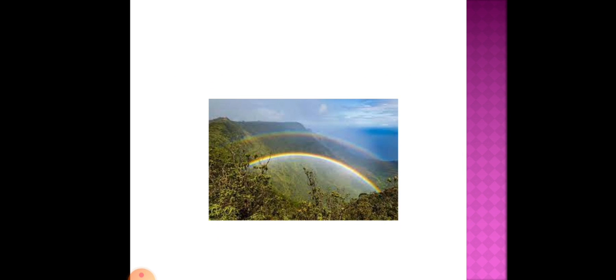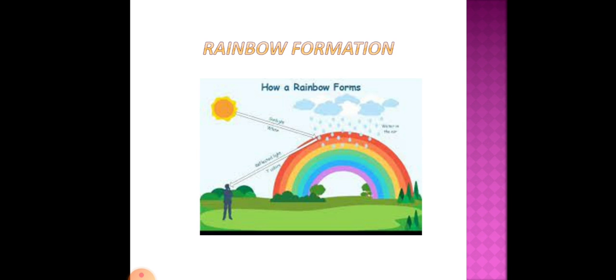Now this is a beautiful picture of a rainbow, and we all are mesmerized by the beauty of a rainbow. Have you ever wondered how rainbow formation takes place? Now we are going to understand that. A rainbow is nothing but a spectrum of 7 colors. Most of the time you have seen that a rainbow occurs near a waterfall, or after rain.